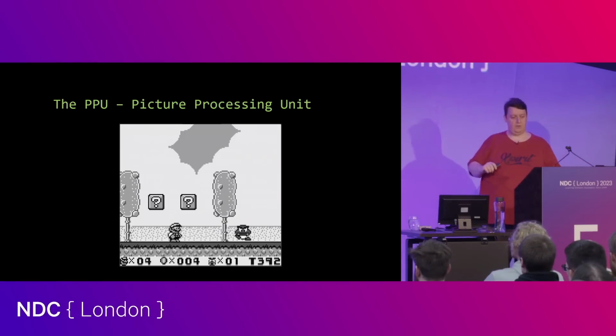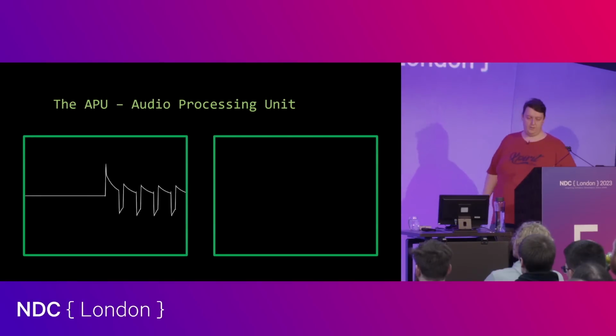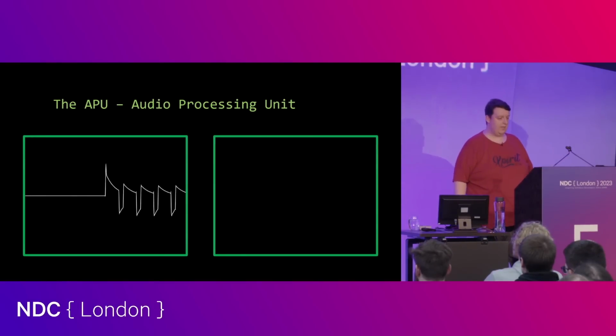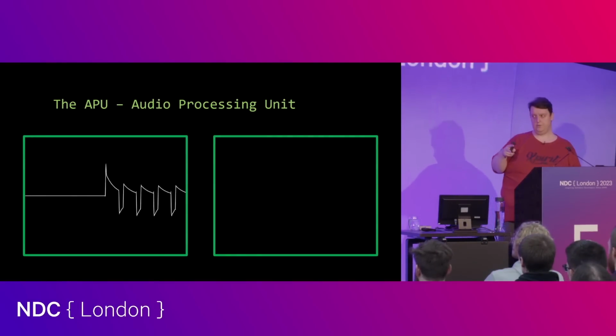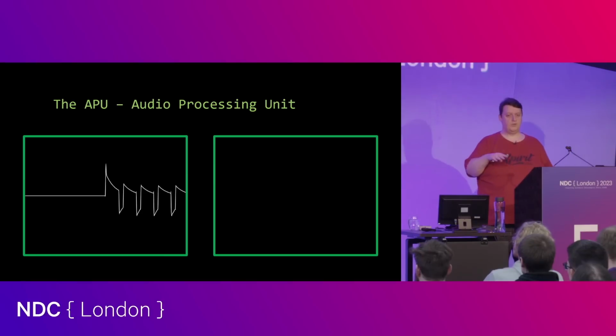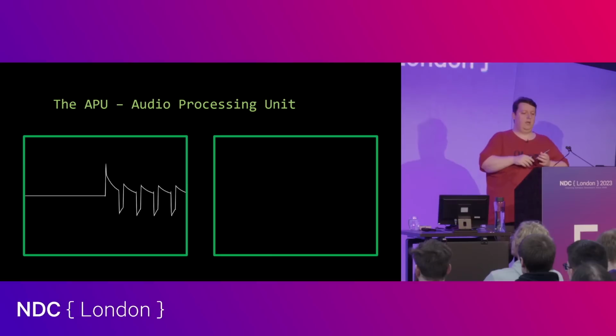That's our picture processing unit. Let's now see what we can do audio-wise. So, as I mentioned, we have 4 channels. The first 2 are similar. The first 2 are pulse wave channels, and they do the typical old computer sounds.